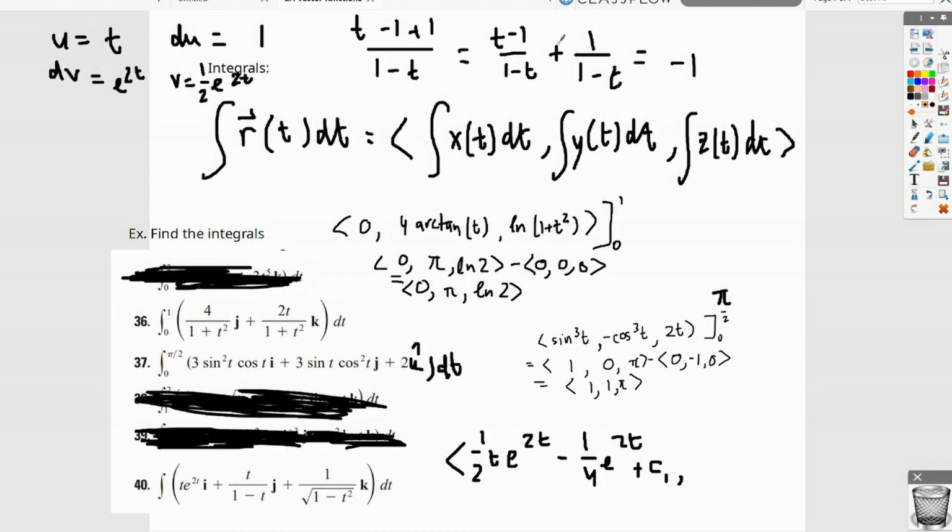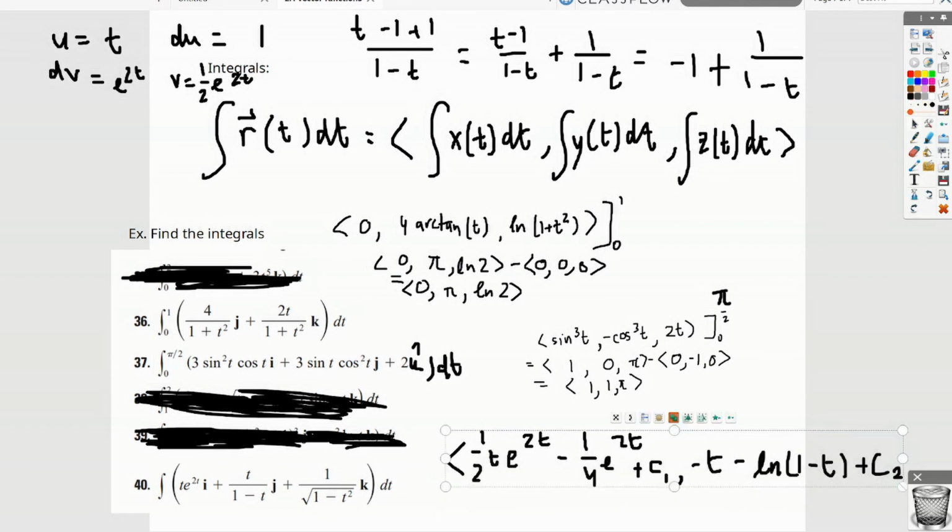So if you do negative, you can flip the function. If you do negative, you can make it into negative t plus 1, which is the same thing as 1 minus t. So it's minus 1 plus 1 over 1 minus t. To integrate this, that's just minus t, and then minus, because of the chain rule, natural log of 1 minus t plus c2.